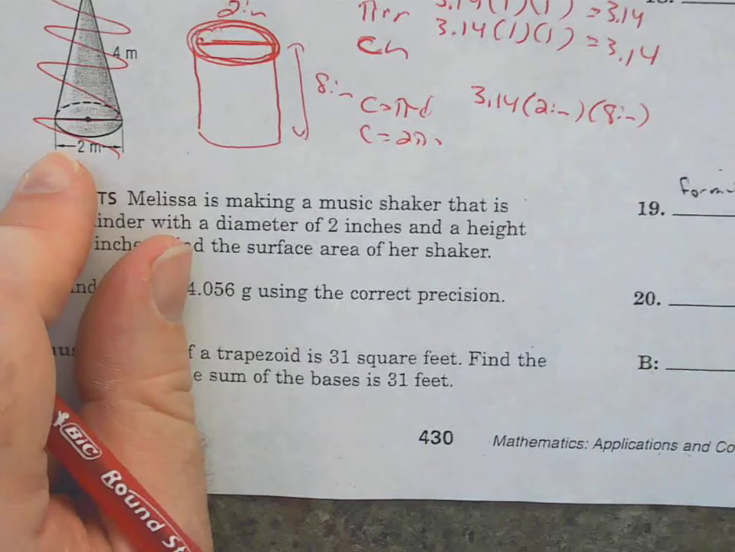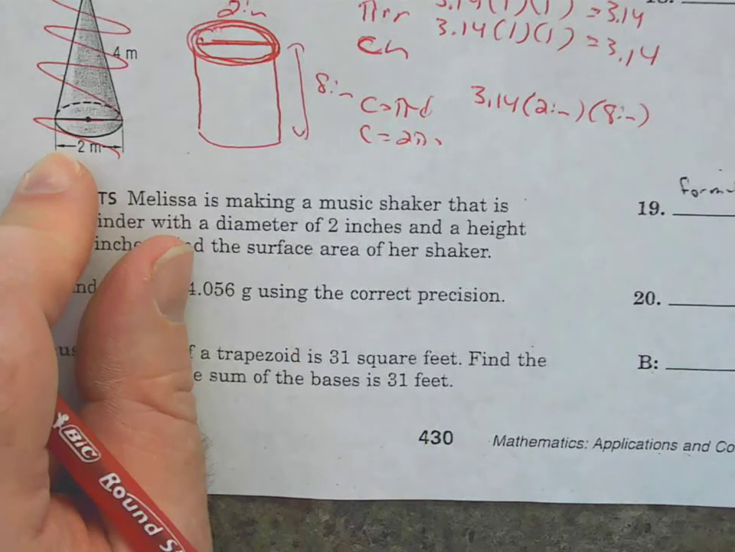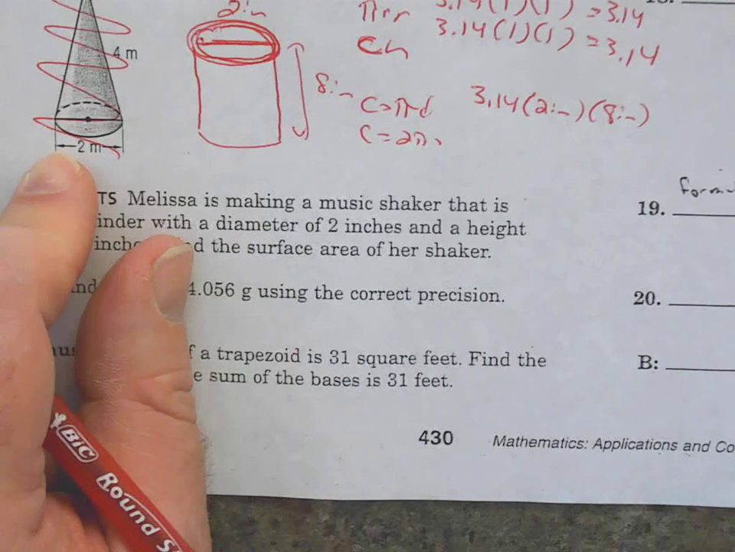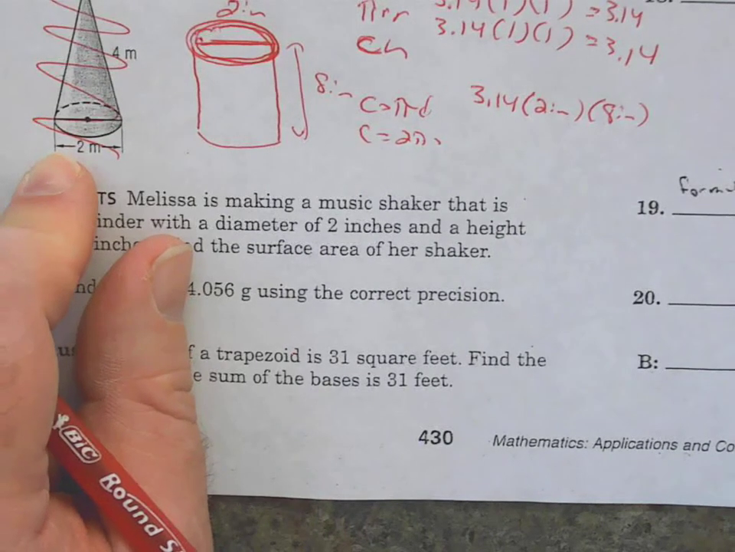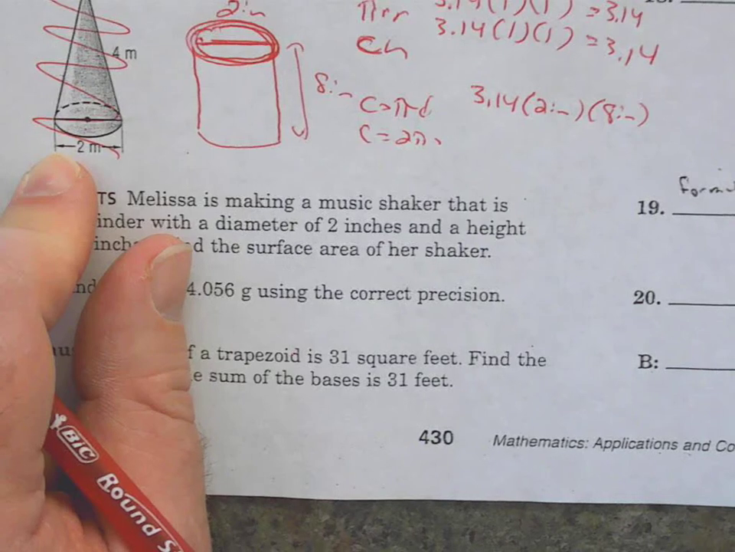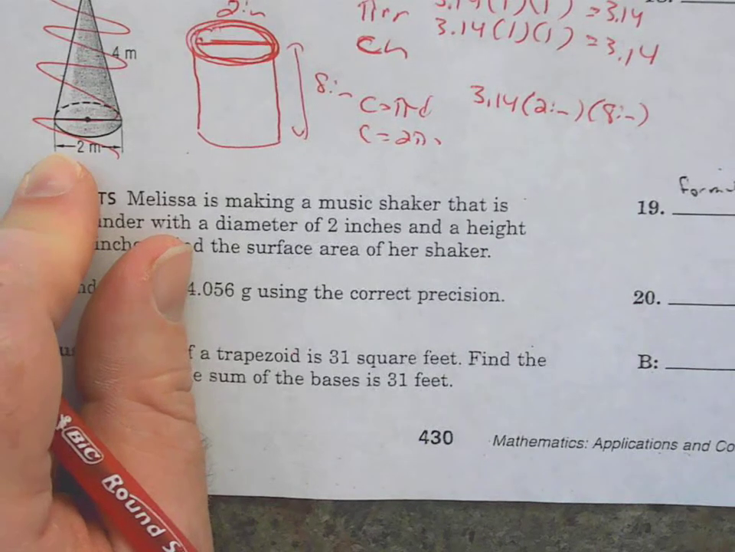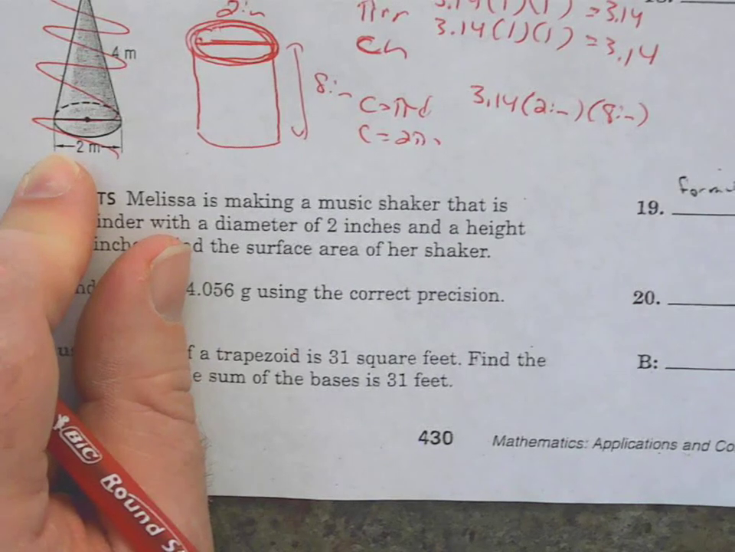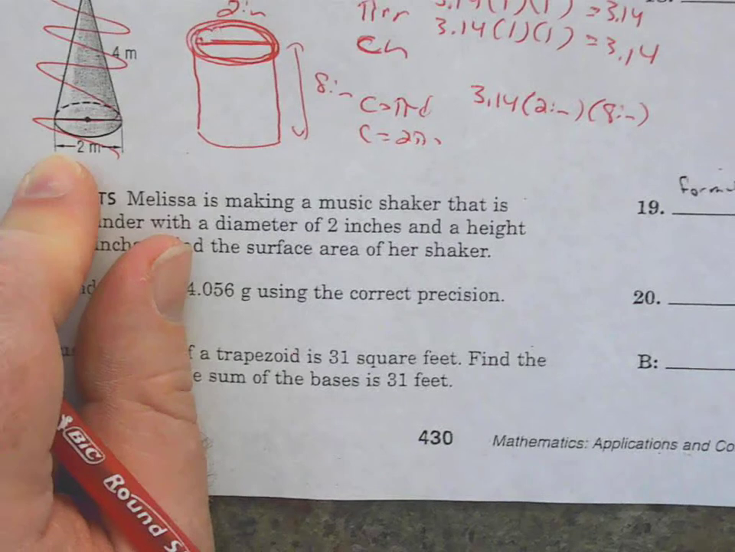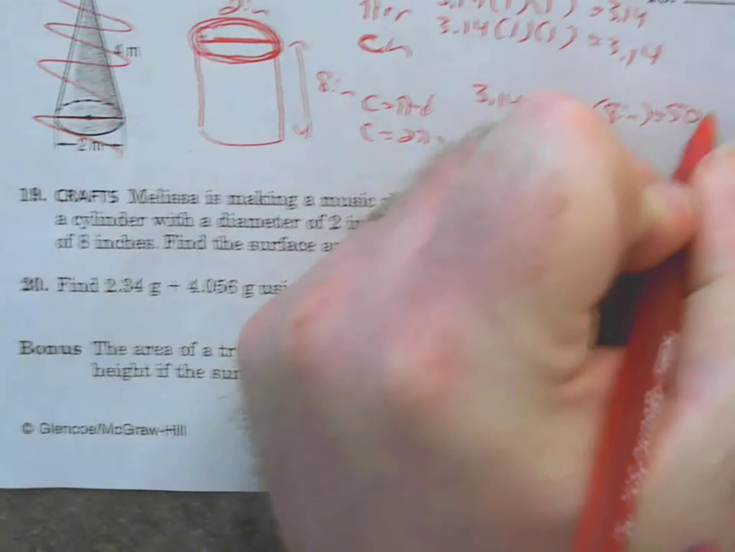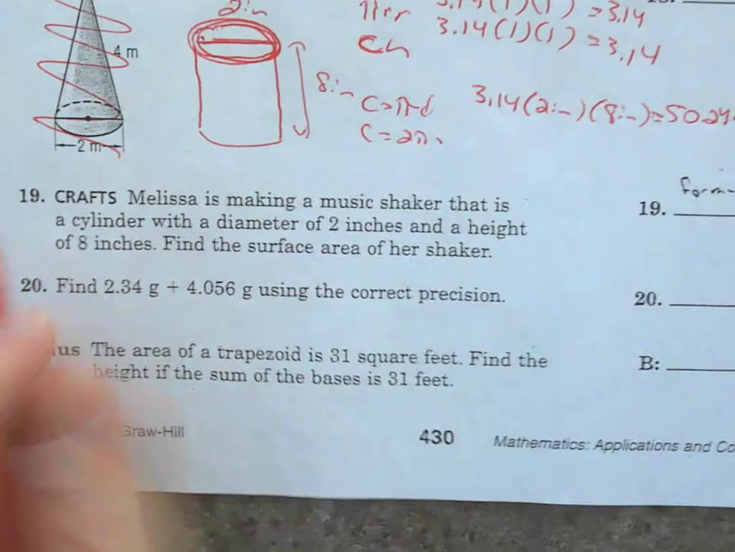Who can tell me what 3.14 times 2 times 8 is? What do you get? Abby? 50.24. I got something different. Try one more time. You got 50.24? Yeah. I'm just trying to mess with you to see if you're actually correct.